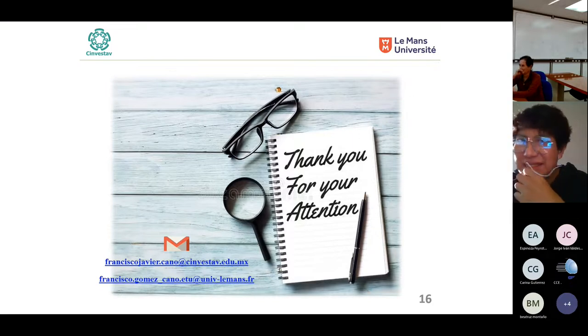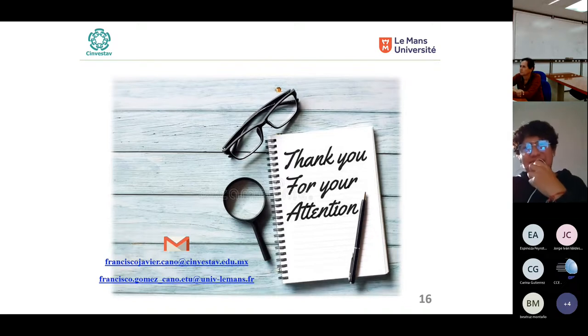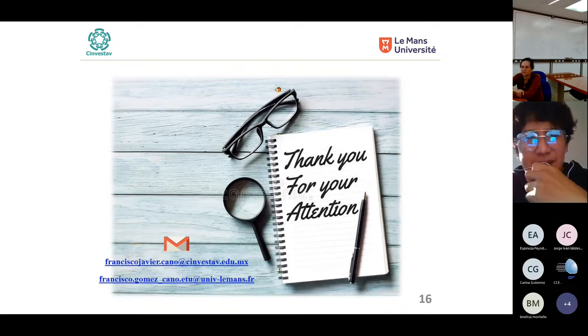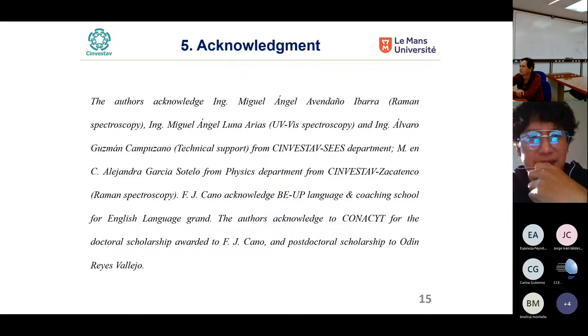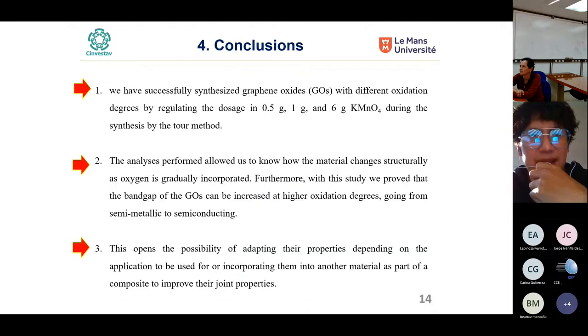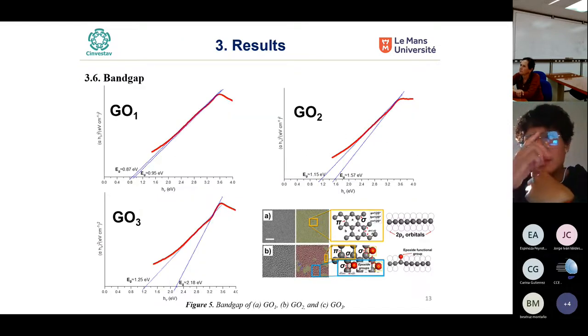Hi. Nice presentation. I have questions regarding your optical results, like your bandgap calculation. Okay. Can you go to slide number 30? Yes. So here, how did you calculate the bandgap? By using a Tauc plot or?